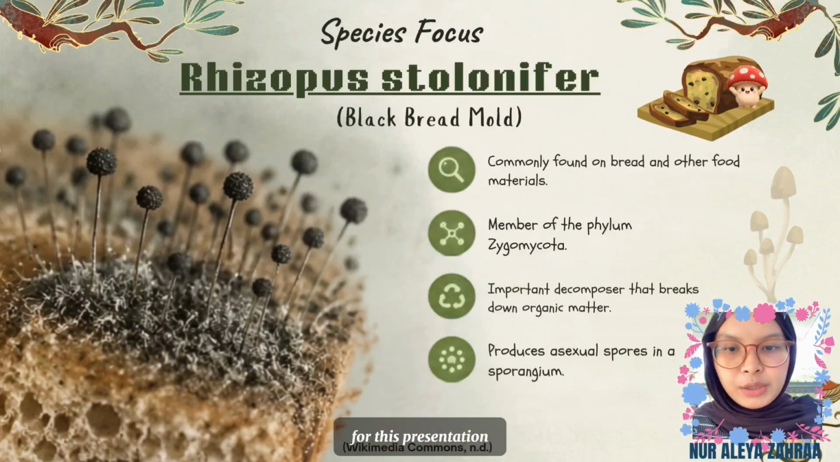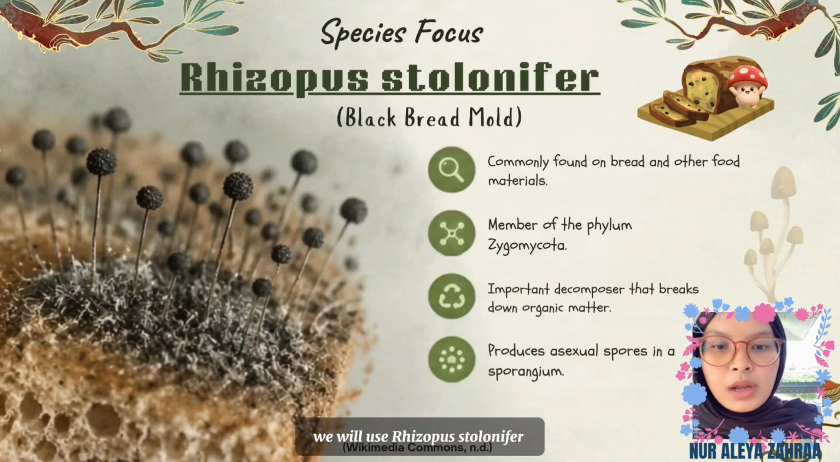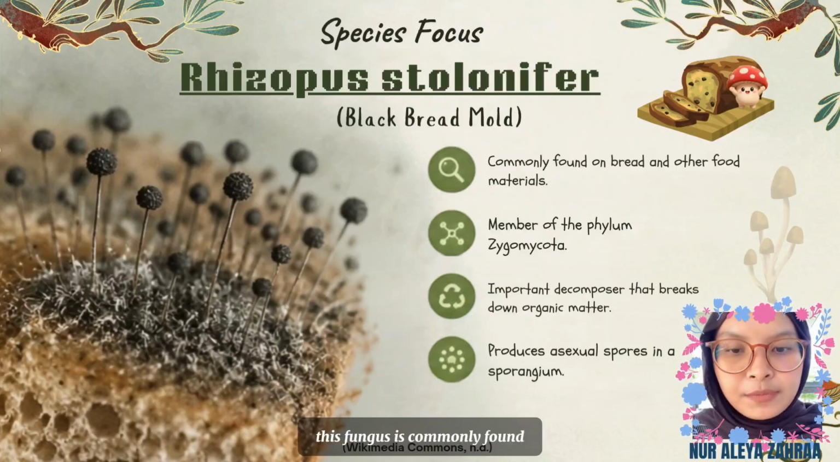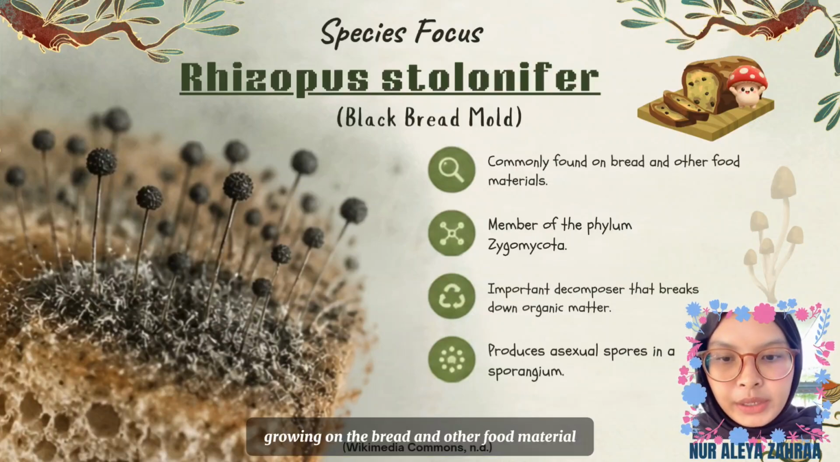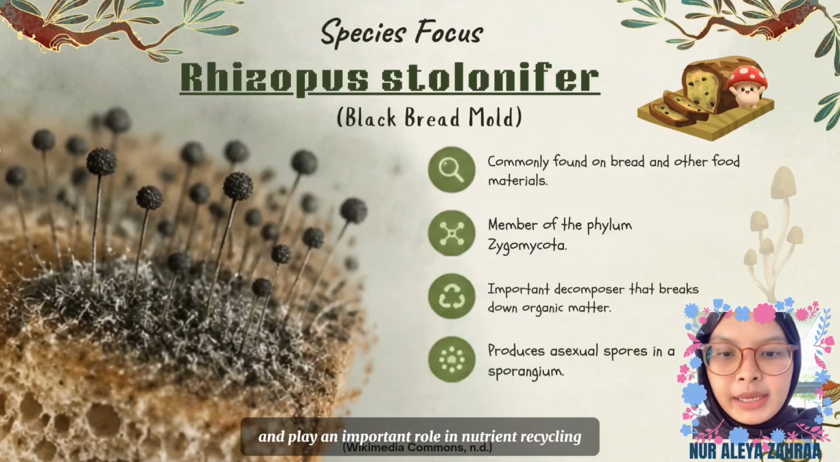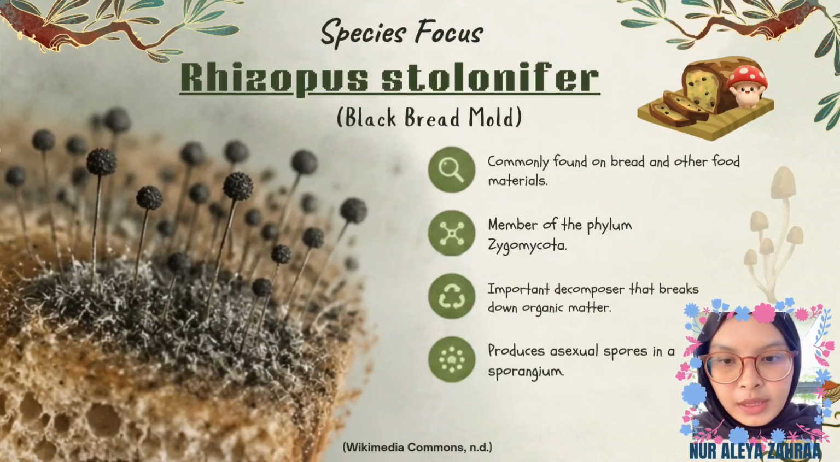Because of these important roles, fungi are often known as the hidden architects of our ecosystem. For this presentation, we will use Rhizopus stolonifer, commonly known as bread mold, as our example species. This fungus is commonly found growing on bread and other food material. As a decomposer, it helps break down organic matter and plays an important role in nutrient recycling within the ecosystem.